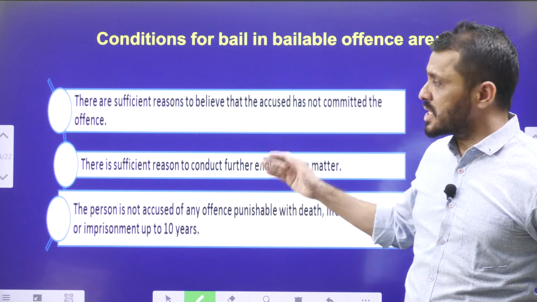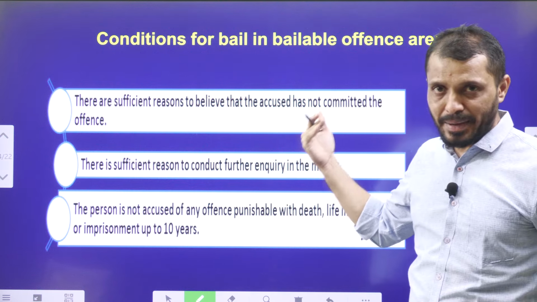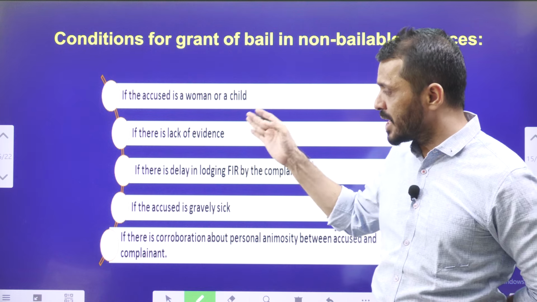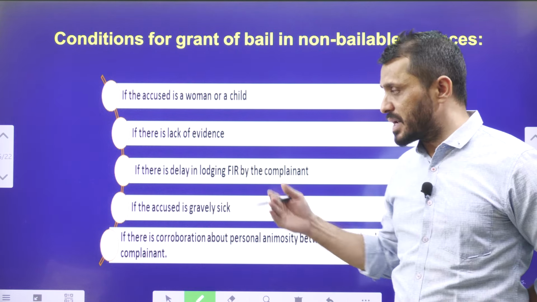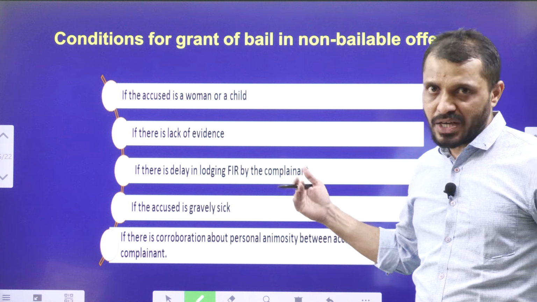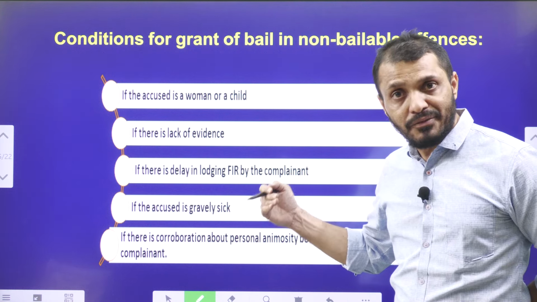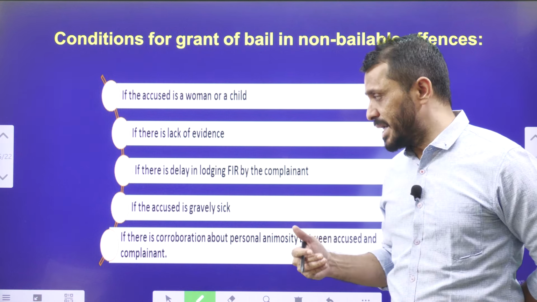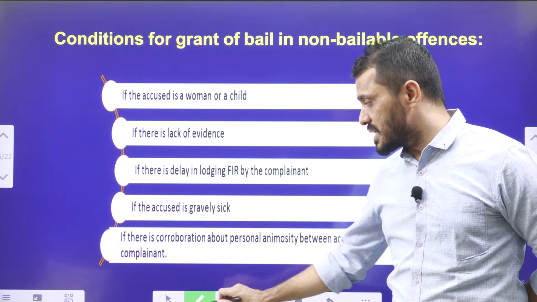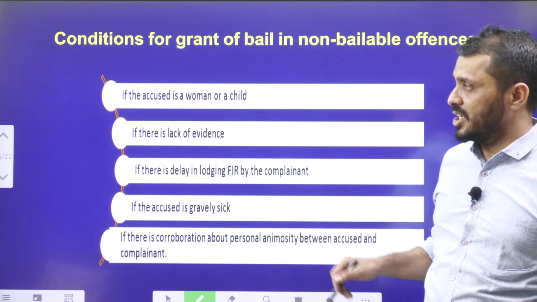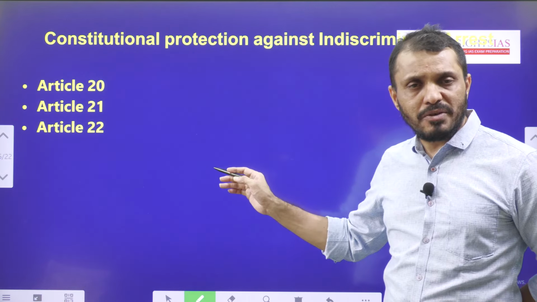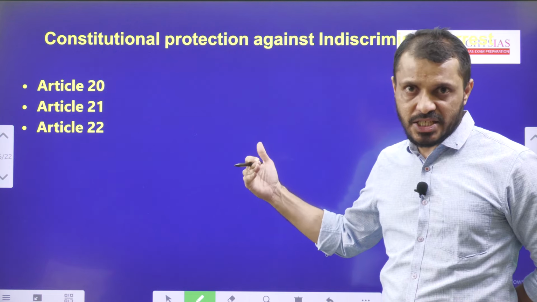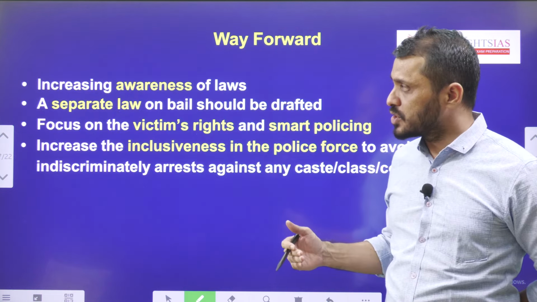And the conditions I already told you. Conditions for bail in bailable offence and conditions for bail in non-bailable offence. It may be a woman or child, lack of proper evidence, delay in FIR. In this particular case, delay in FIR is also one of the bases for the interim bail to Arvind Kejriwal, or if the accused is gravely sick. And constitutional provisions related to right to life, right against conviction, right against arrest. These are Articles 20, 21 and 22.